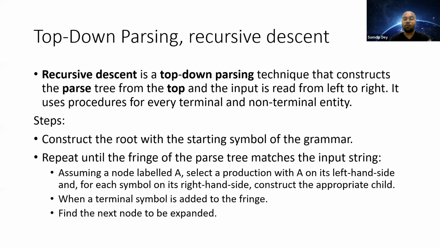So construct the root with the start symbol of the grammar, and then repeat until the fringe of the parse tree matches the input string. Assuming a node labeled A, select a production with A on the left-hand side, and for each symbol on its right-hand side, construct the appropriate child. When a terminal symbol is added to the fringe, find the next node to be expanded.